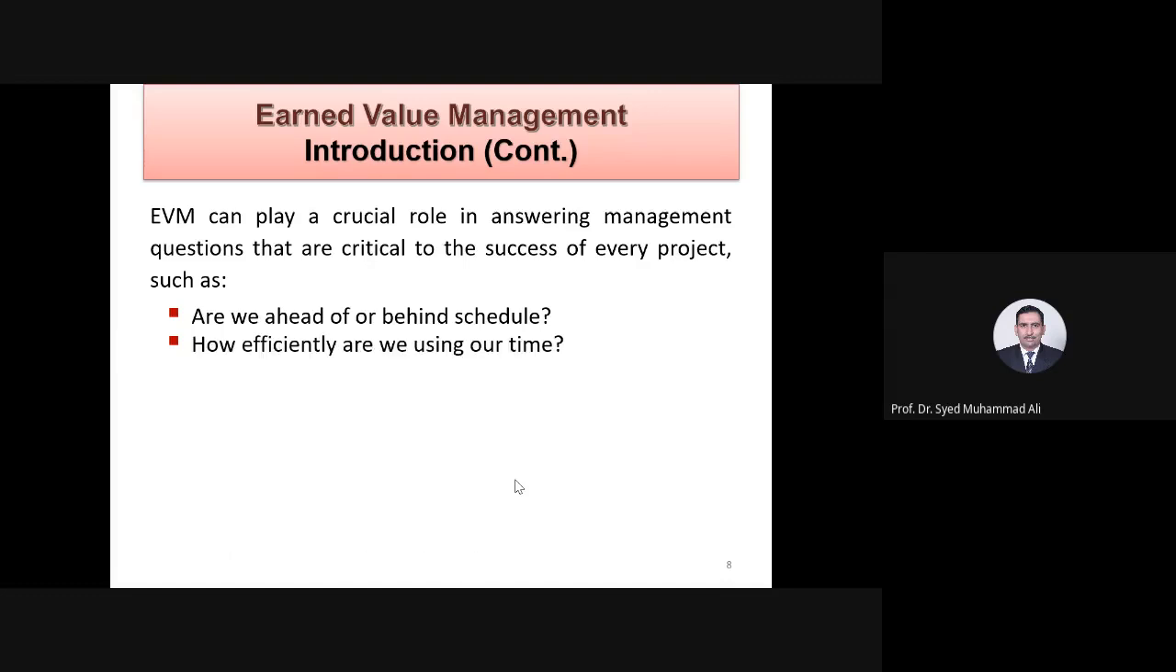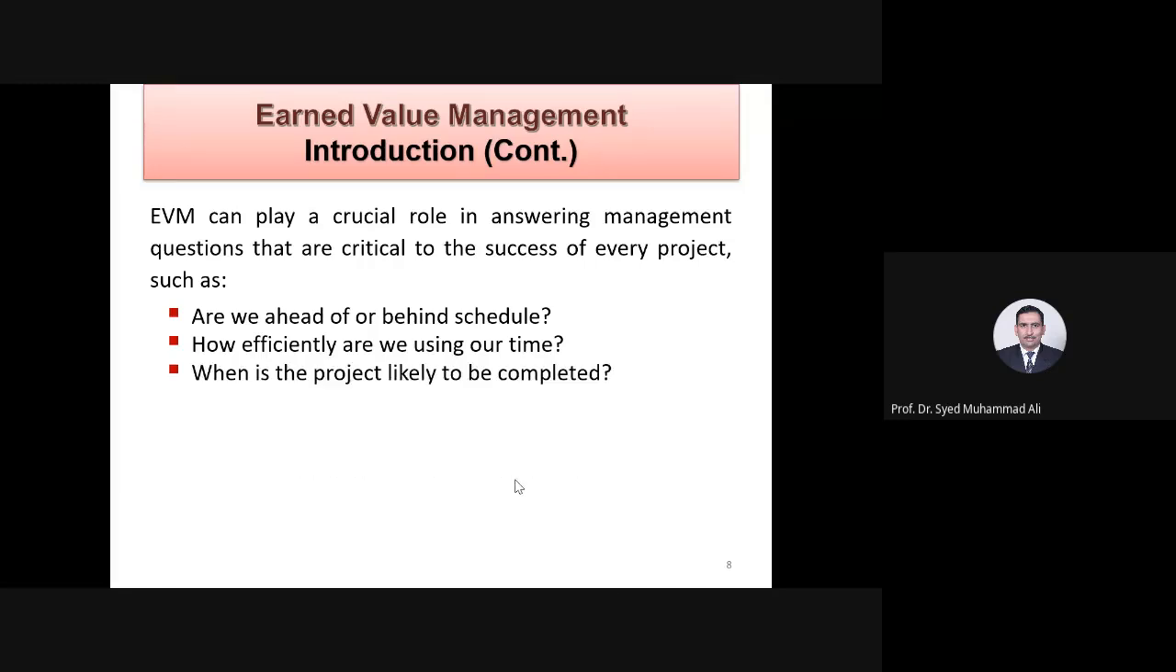How efficiently are we using our time? Now the second question: what is our efficiency? Again, number crunching, quantification. How efficient are we? We are 100%, we are 99%, we are 90%, we are 80%, 50%, 10%. What is our efficiency in terms of time?